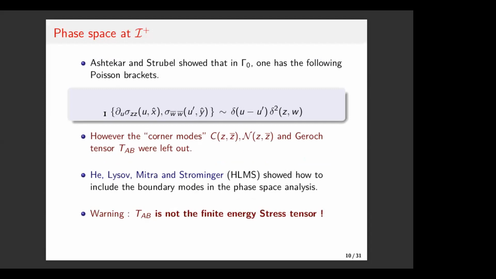So, coming back to the phase space with the stronger fall-offs, there are these classical results that we know: the shear field sigma is conjugate to its u derivative, which is the news.